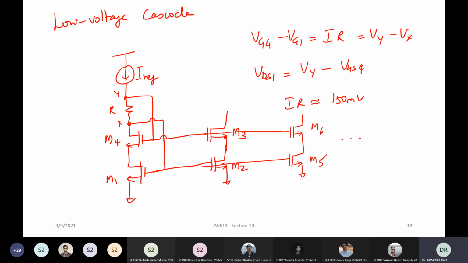The whole trick that is employed here is to make sure that the VDS of your transistor M1 is not equal to VGS of M1, but rather a smaller value which is greater than VDSAT. The main thing is all these transistors that you're talking about should be in saturation. That is the only criterion. Now, by doing this, you can bring your Vout min close to 2 times VOV, or VDSAT3 plus VDSAT2, close to.